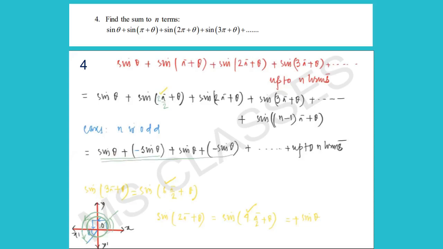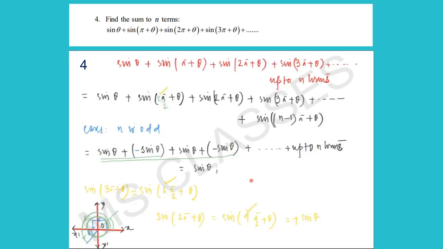So if we take an odd number of terms, that means 3 values, this and this, this will give us 0 plus sin theta. That means the ultimate result is sin theta. When there are 5 terms, the first 4 terms will add up to 0, and the 5th term will give us sin theta. So when we have n terms, n minus 1 terms will add up to 0, and the nth term will give us only sin theta. So the result is only sine.